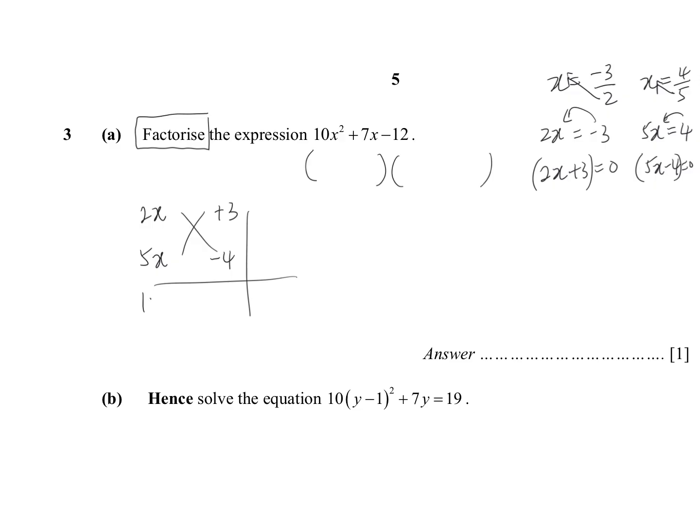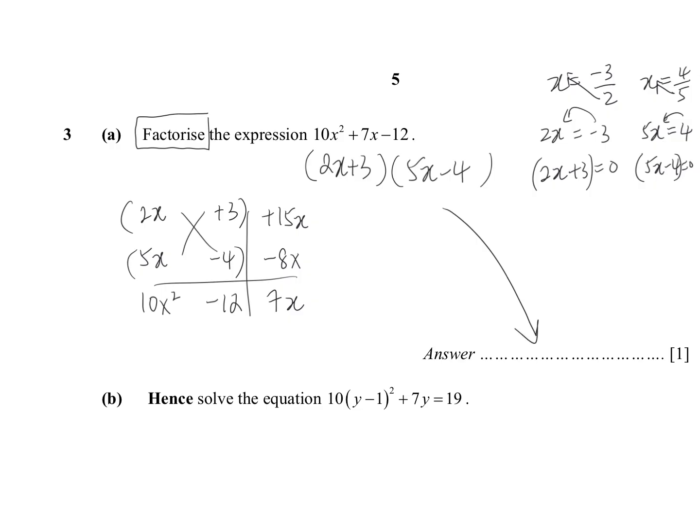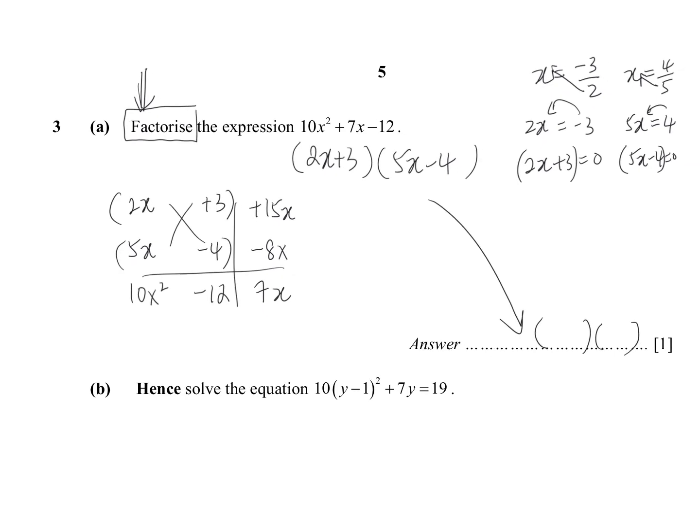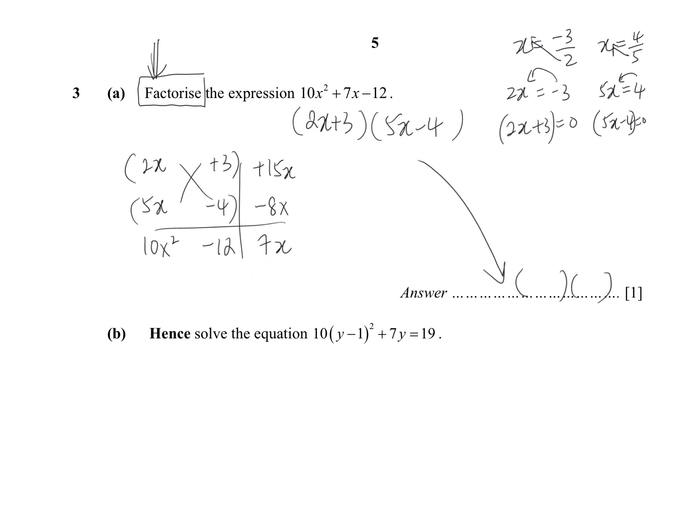Then you fill in the rest. 10x squared, minus 12. This is minus 8x. This is 15. That's why you get 7. So you can work backwards to get back this, but the answer should be these 2. So you write it here, two brackets. So you must understand factorize means express it as a product of two factors. Not completing the square, don't solve it.